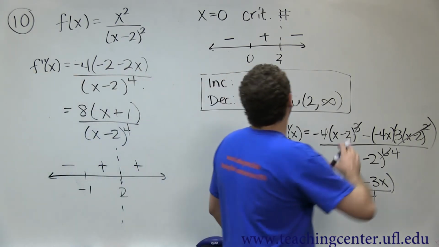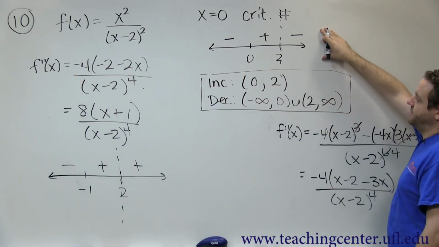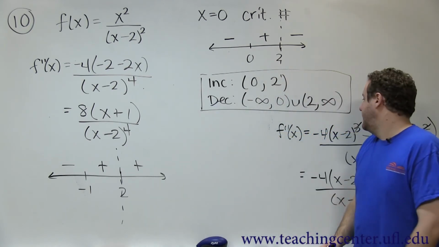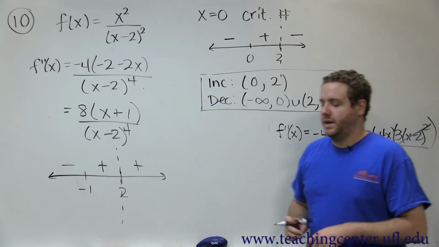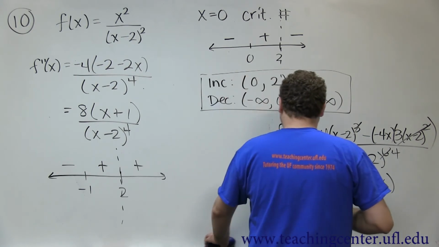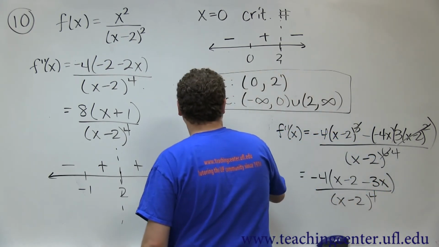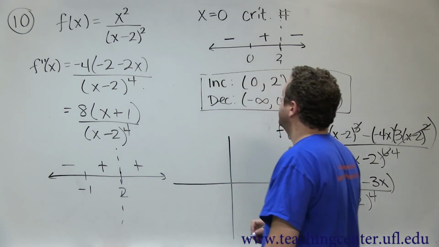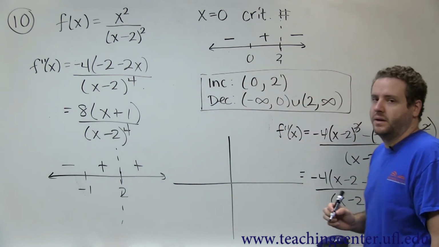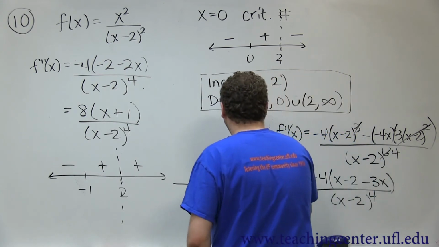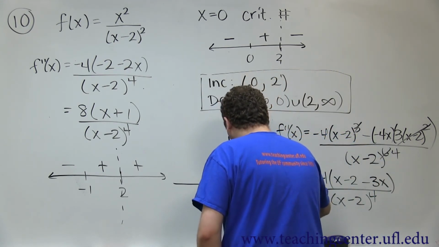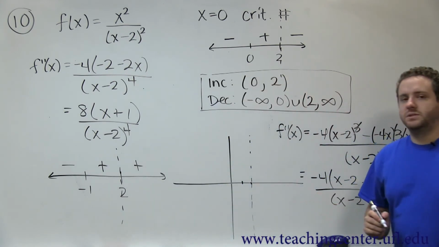So notice we have this line up here for the first derivative. We have this line here for the second derivative. And now we can do the last part, which is to sketch a graph. So if we were to try to graph this, the first and most important thing to put on it is that we know there's a vertical asymptote at x equals 2. So I've put a vertical asymptote at x equals 2.